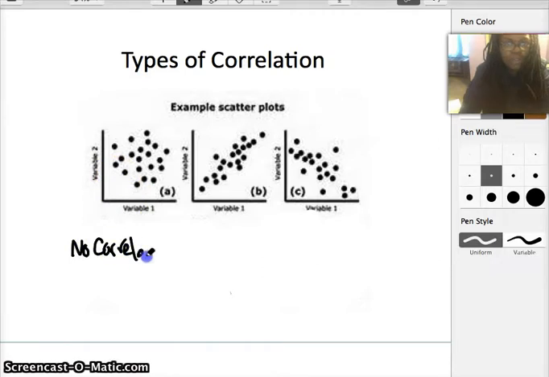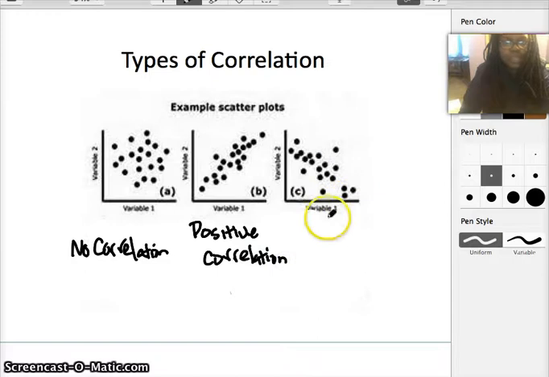If you guys are remembering correctly from last year, you would remember that when we see something moving, as one variable increases, the other one increases. If that's the general trend, we call that a positive correlation. And I'm sure you can guess it even if you don't remember what the next situation is going to be. This is a negative correlation.